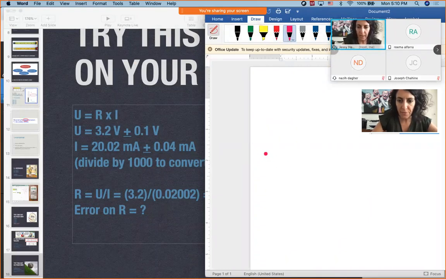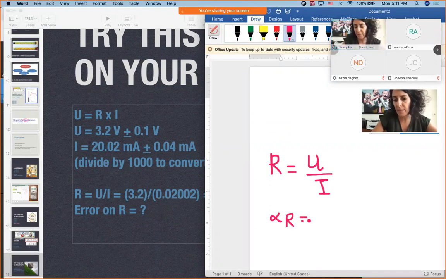Okay, I have U equal to R times I. No, actually I have R equal to U over I. So R is equal to U divided by I. That's the function. To be able to find the error on R, how many variables do I have? I have this and this, right? So I have two variables or two measurements, or am I wrong?